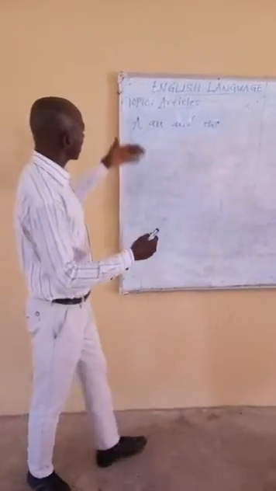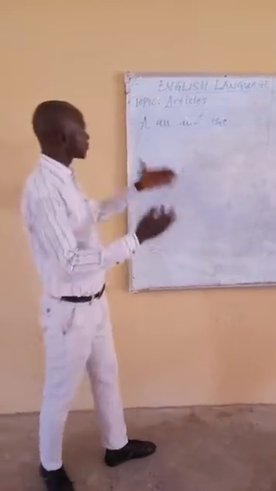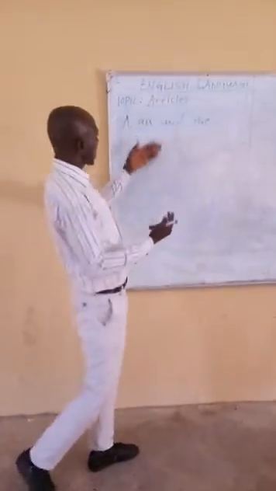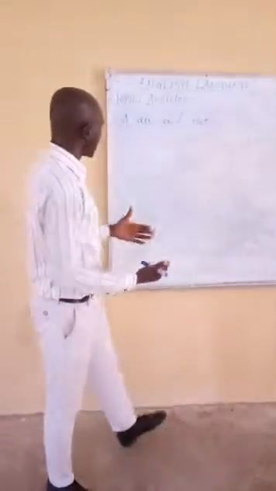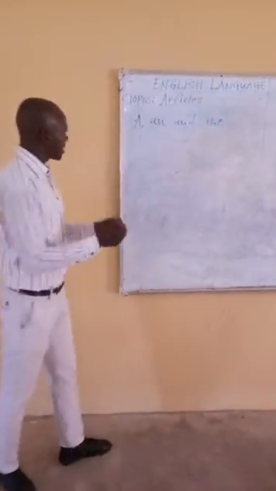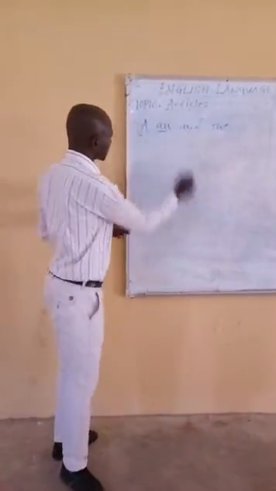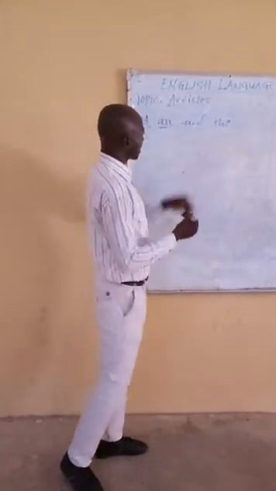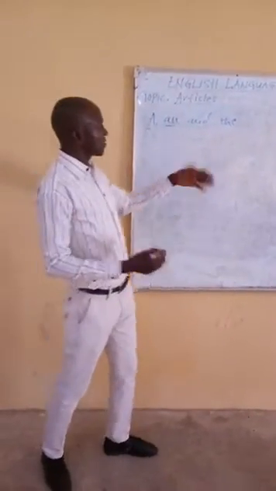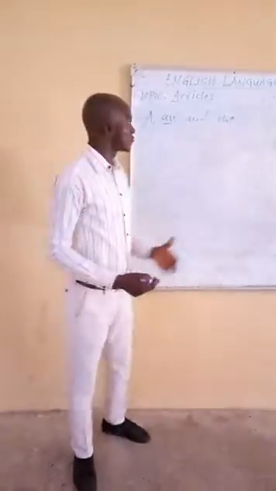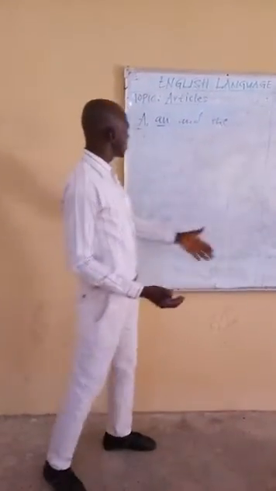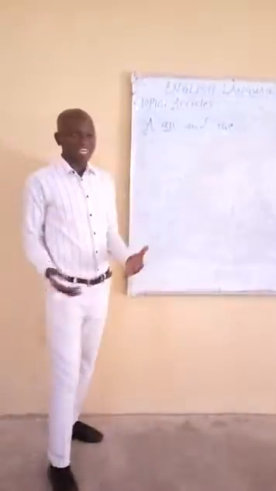And when we're talking about articles in the English language, they are subdivided into two: the definite article and the indefinite article. When we're talking about the indefinite article, we are referring to a and an. But when we're talking about the definite article, that is where we are referring to the. The is a definite article.